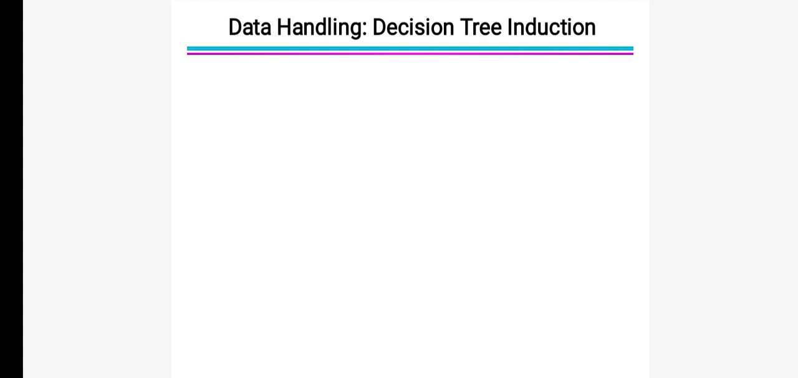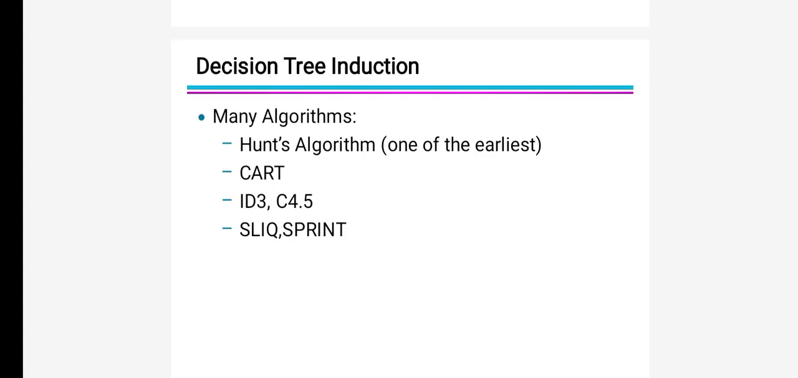Now we shall discuss data handling, decision tree induction. In decision tree induction, there are many algorithms: Hunt's algorithm, CART, ID3, C4.5, SLIQ, SPRINT. We shall discuss these things.